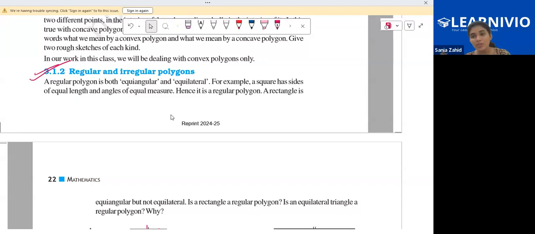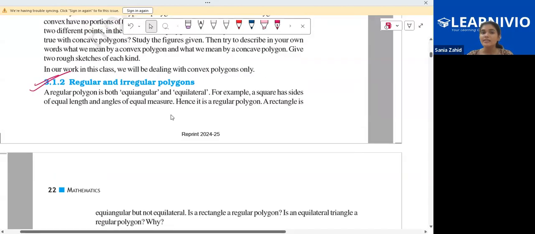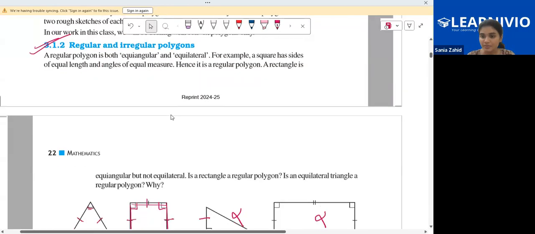But irregular polygons will not have all sides and all angles equal, like a rectangle. A rectangle will be irregular. Why? Because all sides are not equal. Opposite sides are equal to one another, but all of them are not equal. So that's irregular. Then a scalene triangle and an isosceles triangle are all irregular, right?